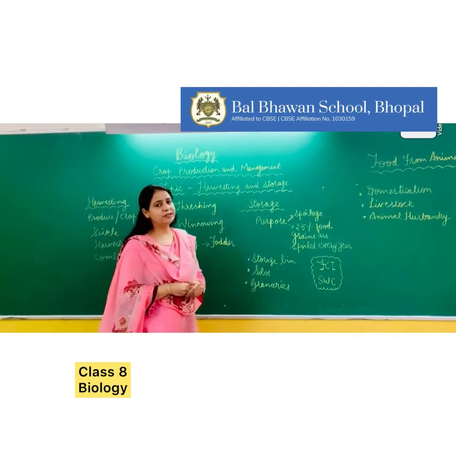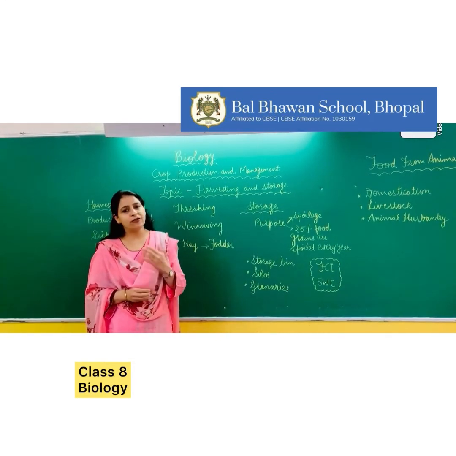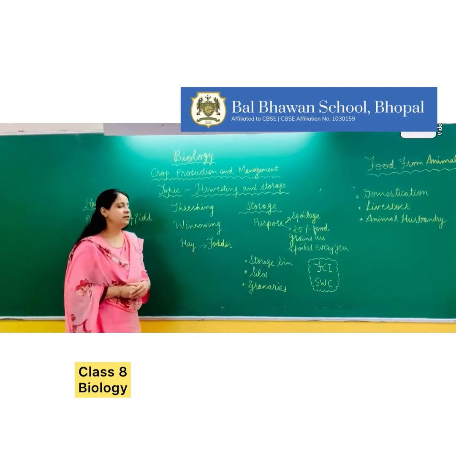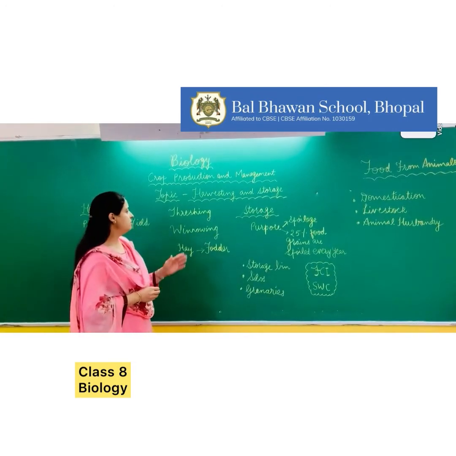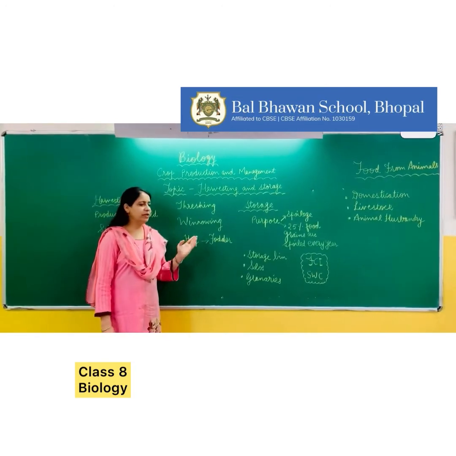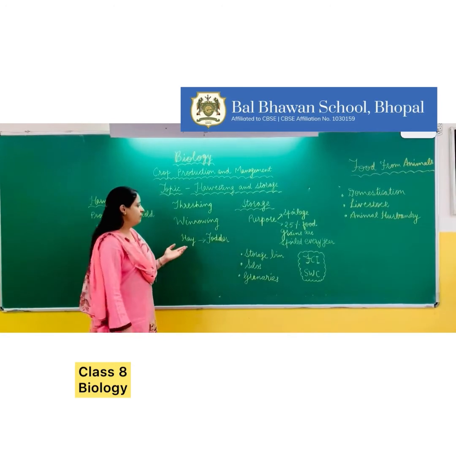A thresher is a machine which helps in removal of chaff from the seeds. That is how the threshing is done. Now after the threshing comes the winnowing. Winnowing is done to remove the hay or chaff from the crop, from the seeds.